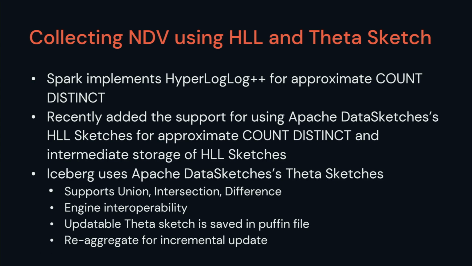After we compute the Theta Sketch, we want to persist this information to the table. In Iceberg, there is a table-level Puffin file. So it is a table format for sketches. We can just store the Theta Sketch in the Puffin file. If we want to compute the incremental update for number of distinct values, we can just simply re-aggregate these sketches. It is really efficient to get the incremental update.